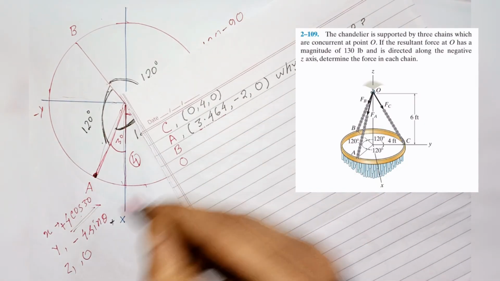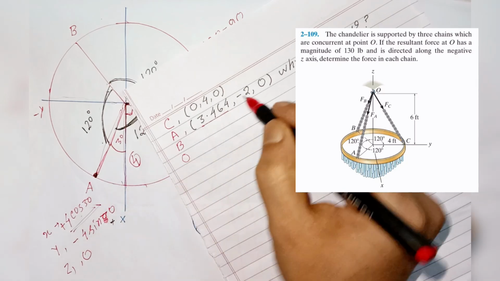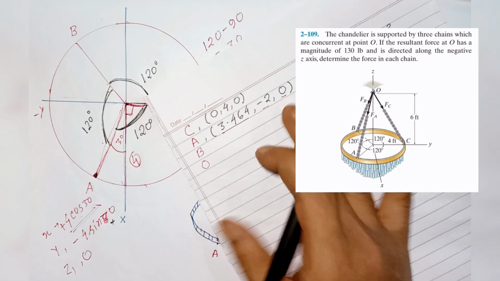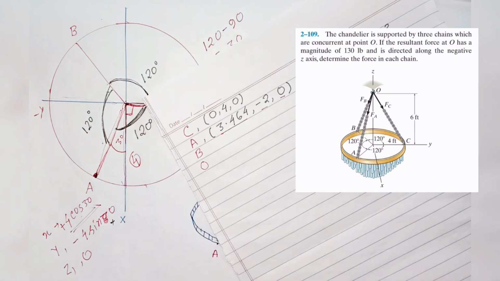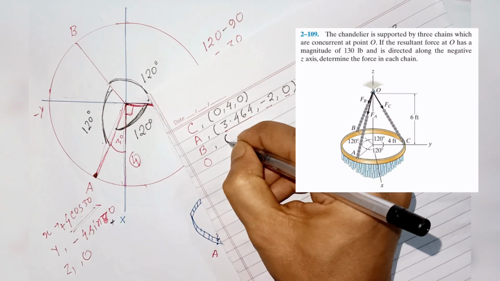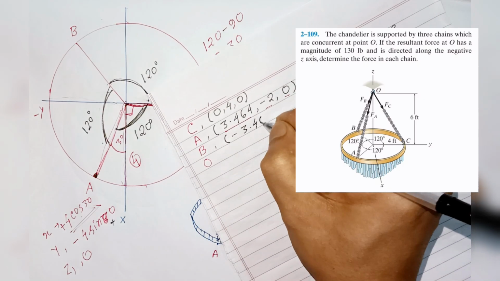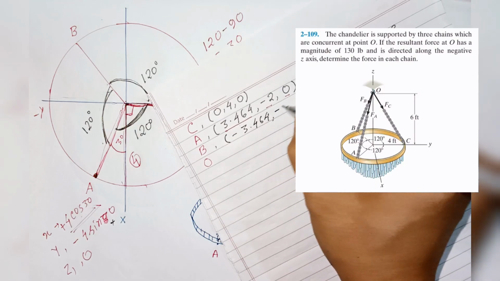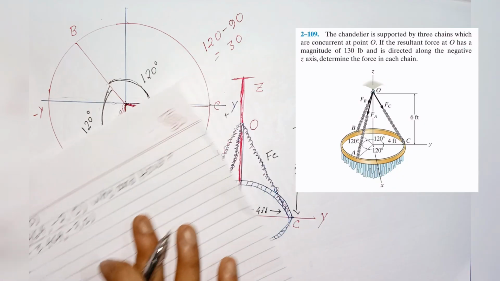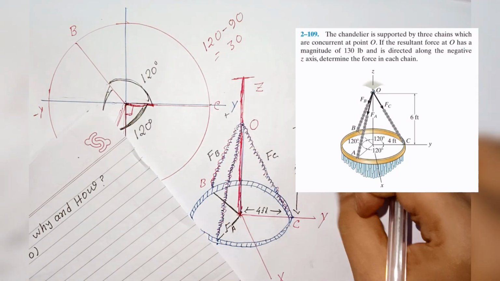If you simplify this, you get 3.464, comma minus 2, and 0. This is the reason why and how. Similarly, the coordinate of B, what? Now you have to find that and drop your answer in the comment section. The coordinate of B is the same but on the minus side: minus 3.464, minus 2, and 0.